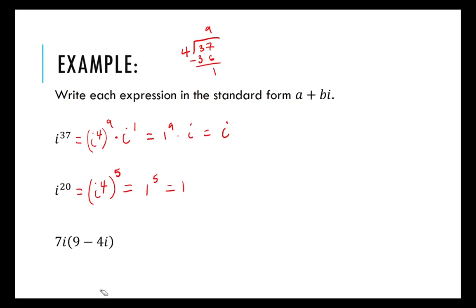Now let's try it again. If I have 7i times (9 minus 4i), step 1, just distribute. 7 times 9 is 63i. Then 7i times negative 4i is negative 28i squared. Remember, we just treat the i's like variables. Then we need to simplify those i powers. So i squared is going to be negative 1, and so this is then 63i minus 28 times negative 1, which is then going to leave us with positive 28, but to put it in standard form, this needs to be 28 plus 63i.